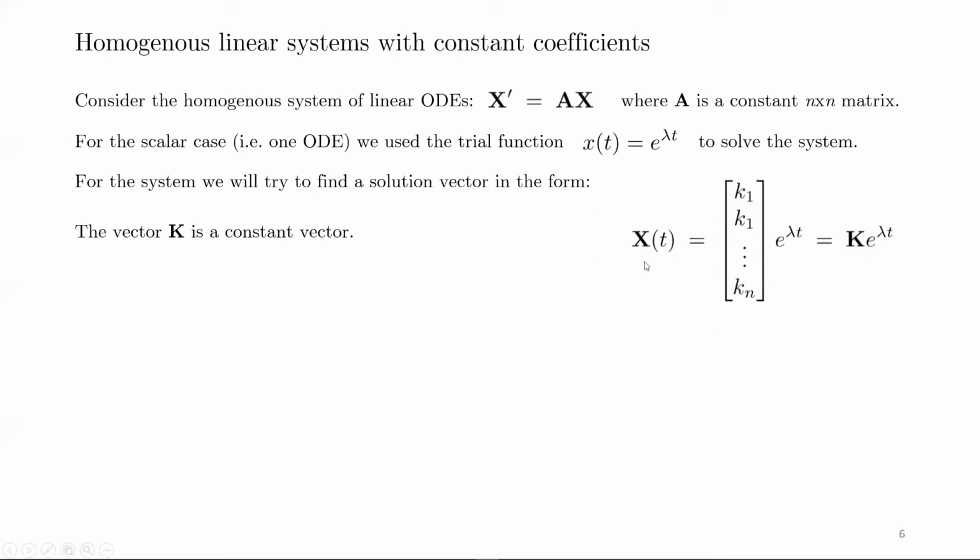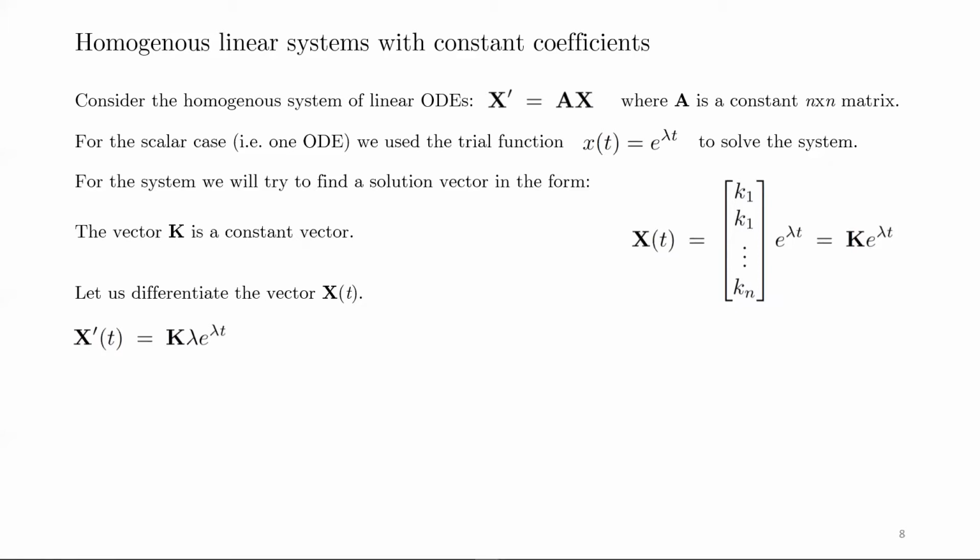So x of t, our solution vector, equals some vector k times e to the lambda t. Really what we've done here is take our trial function from the scalar case and vectorize it just by multiplying it by some vector. k is a constant vector as well. So let's differentiate this solution vector x of t. The only place the variable appears is in the exponential, so if we differentiate that exponential, we get this constant vector k times lambda times e to the lambda t.